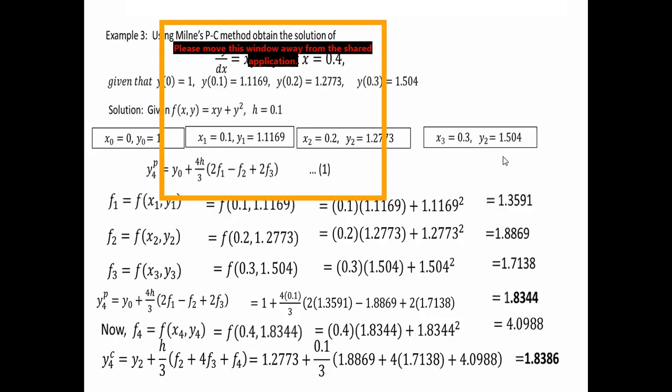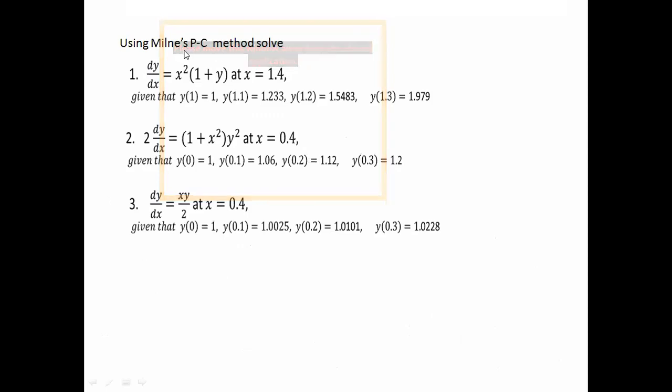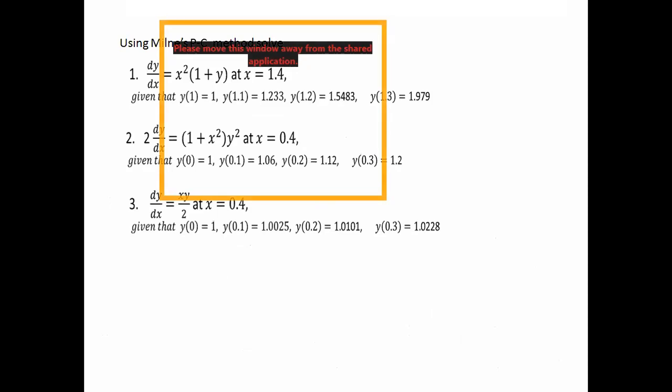Okay, now the next concept is, but before that I'll give some more problems. You just try to solve these 3 differential equations using Milne's predictor corrector method. So just take it down and try to get the answer for this. So 3 problems are given here. Just write it and try to answer.